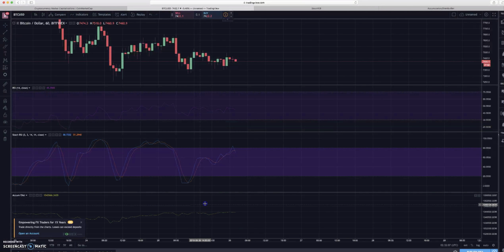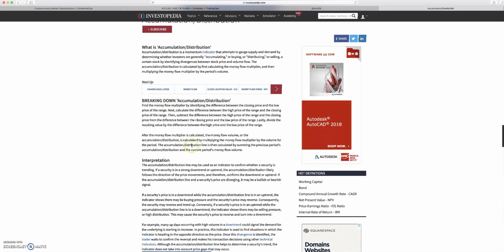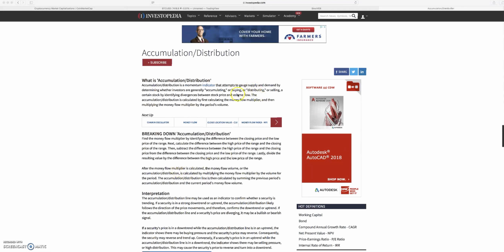The next thing I want to go over real briefly is the accumulation and distribution indicator. And we're just going to jump back into Investopedia. Something to note here is that this accumulation distribution, along with the on balance volume, are volume indicators, okay? They're very, very similar. And I'll get into the similarities in a second, but first we'll just read this.